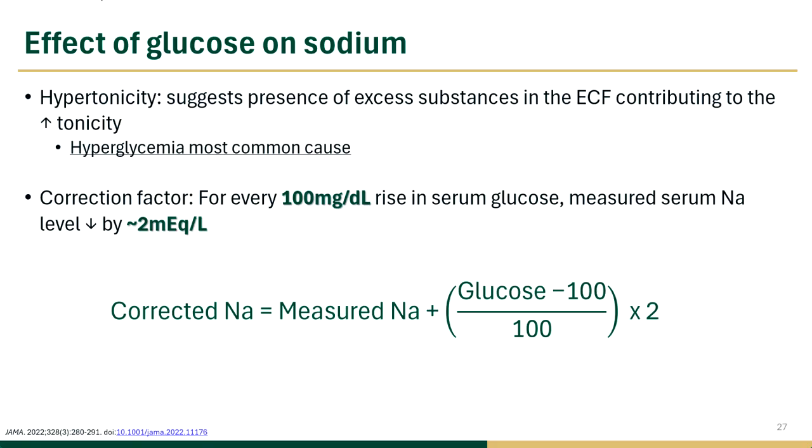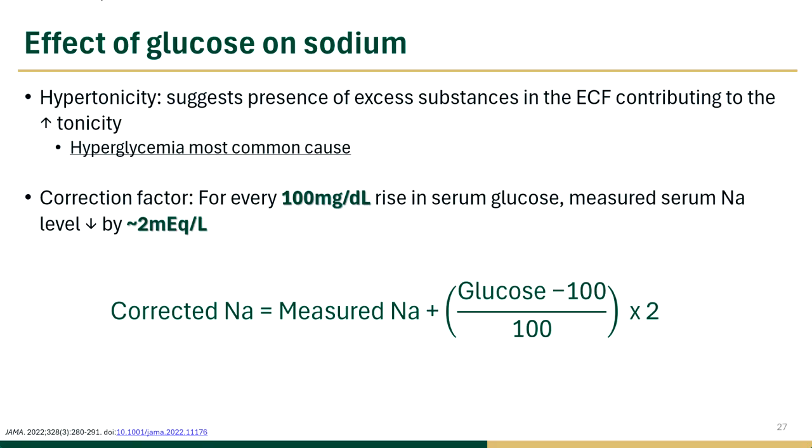There is a correction factor. It's not something I want you to memorize, but it is actually pretty straightforward. So for every 100 milligram per deciliter rise in glucose, the measured serum sodium decreases by about 2. So the formula on the bottom is a way to ascertain that. If you had a glucose of 500, 500 minus 100 is 400. 400 over 100 is 4. So that's a factor of 4 times 2. So you would have a serum sodium that is measured to be lower, but it's actually higher.